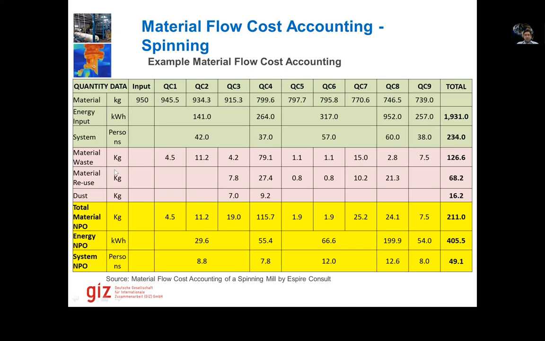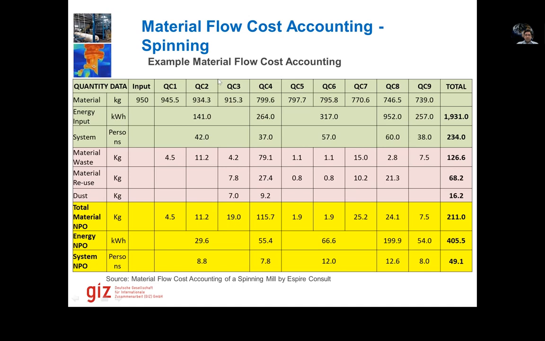Then we do the quantification of material waste. So we have material waste, we have material reusable waste, and we have dust coming out from different processes, which are again, for this input of 950, quantified in terms of kilograms of output. Then we have the total material non-product outputs, NPOs. We combine them together, and we have different NPOs for each of the processes. We have a total of 211 kilograms of NPO in terms of material.